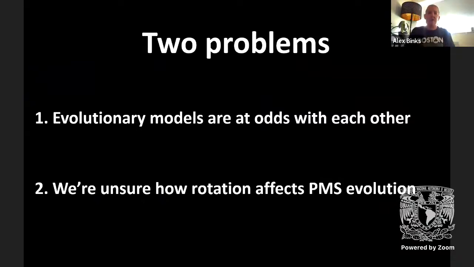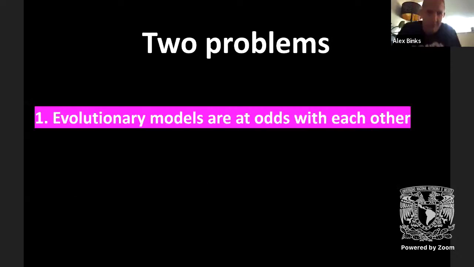So let's approach 2 problems with matching models with data for young stars. First of all, evolutionary models, which come in different flavors and different input physics, are at odds with one another and predict different ages for the same set of clusters. The second problem that I'll approach is that we're not quite sure how rotation impacts pre-main sequence evolution for young stars. We know that young stars spin up and then spin down again, but it's very difficult to find models that match all of these physical processes that are occurring in young stars. So let's take a look at the first one to begin with.